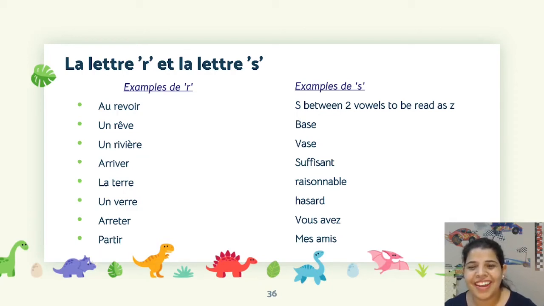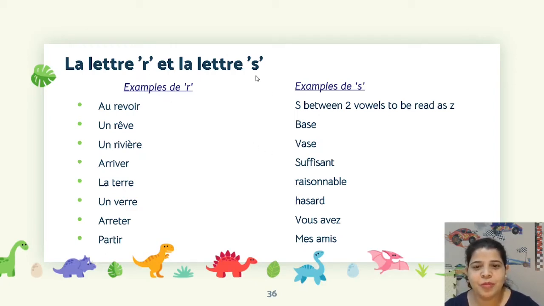That's it, guys. That's all I can say about this letter. Do not try to amplify the sound of the letter R in French. It has to be very, very gentle. Au revoir, un rêve, une rivière, arriver, la terre, un verre, arrêter, and the final one, partir. That's all I can explain about the letter R.